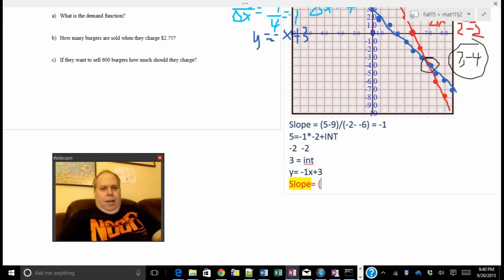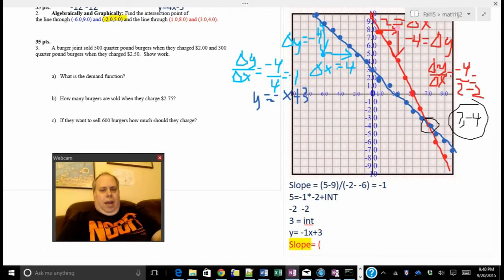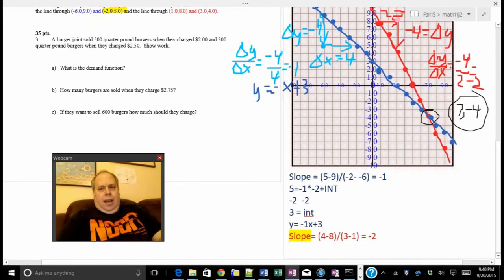Okay, y2, what's y2? 4 minus 8, y2 minus y1, divided by 3 minus 1. Everything's in the first quadrant, everything's positive. It gives me a slope of -2, just like I had before.